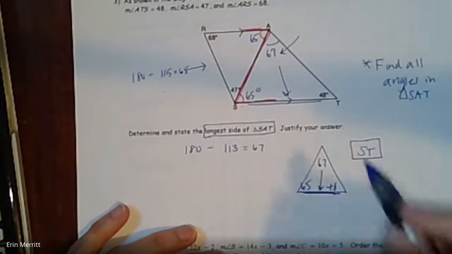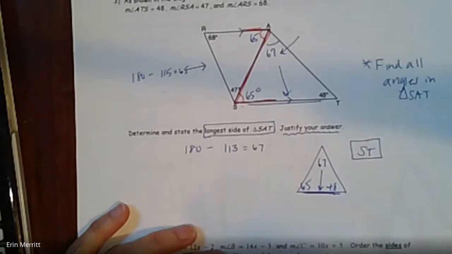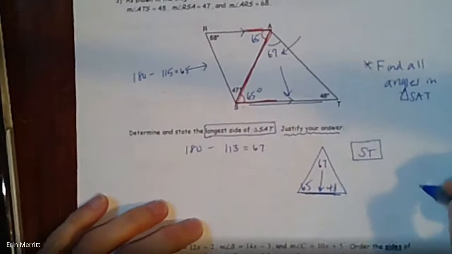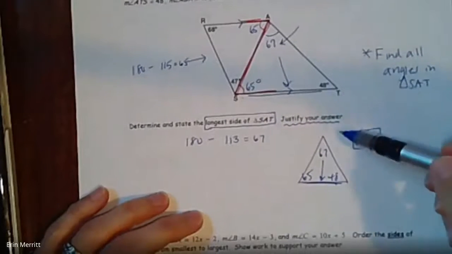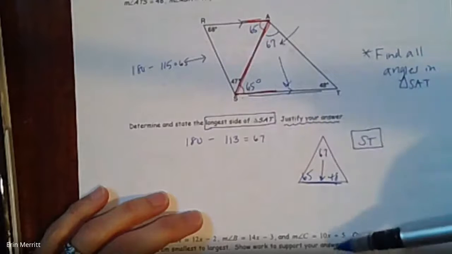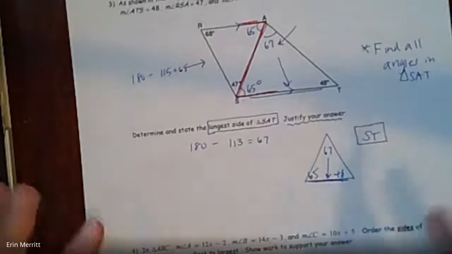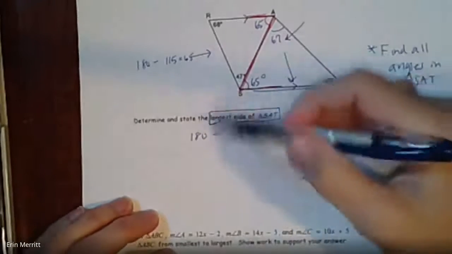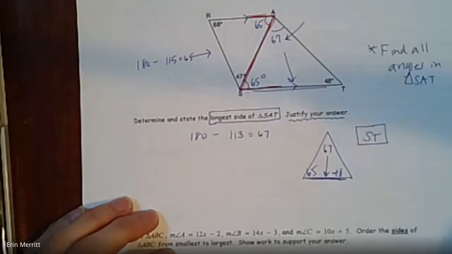Now, when it says justify your answer, that doesn't necessarily mean an explanation. You can explain it. You could write out a sentence. Otherwise, justification is the actual algebraic work that you're showing. So you can't just pick a side and have no work to support it. If you have some work done around it that supports your answer, that is your justification.